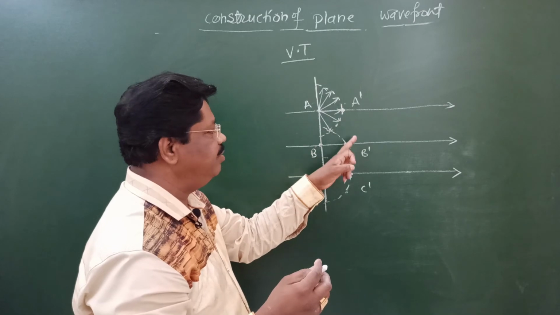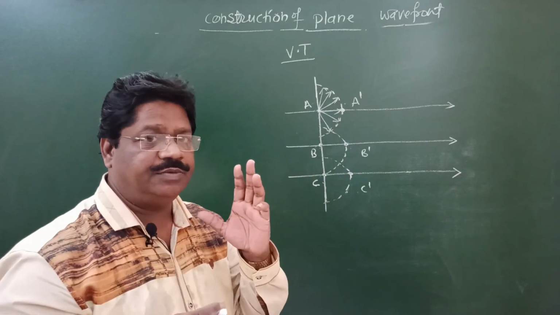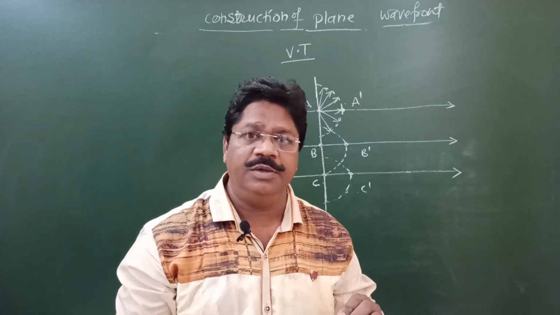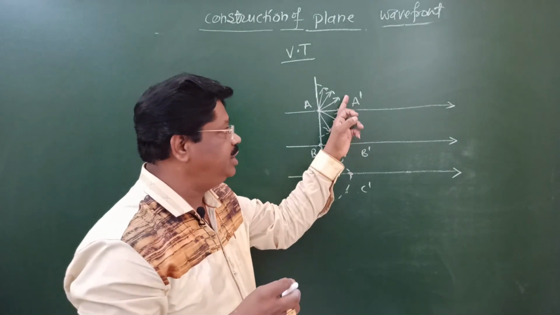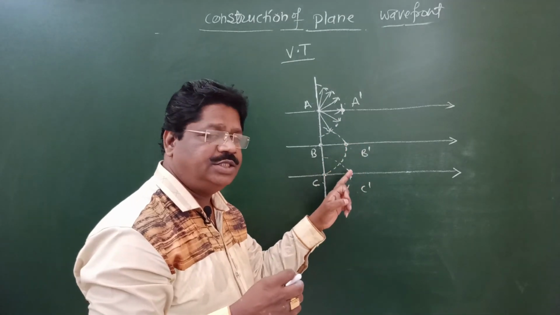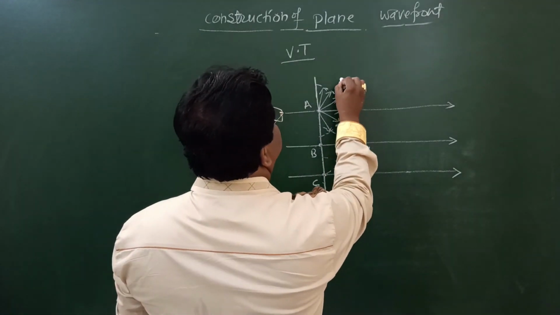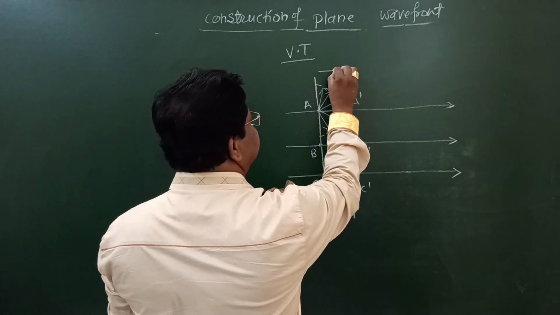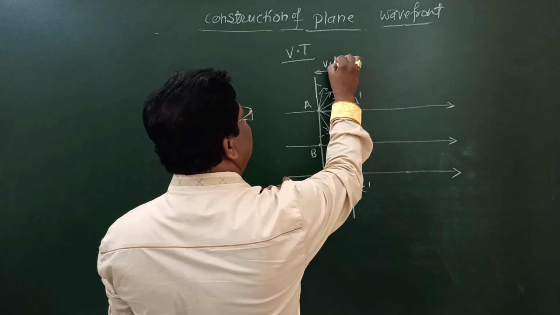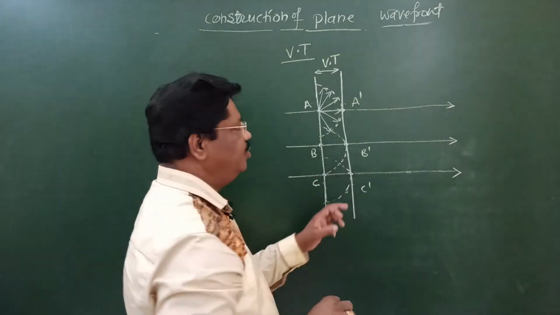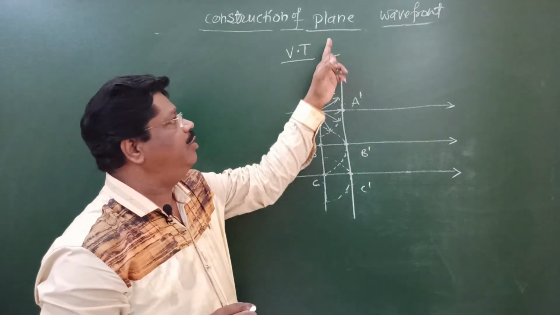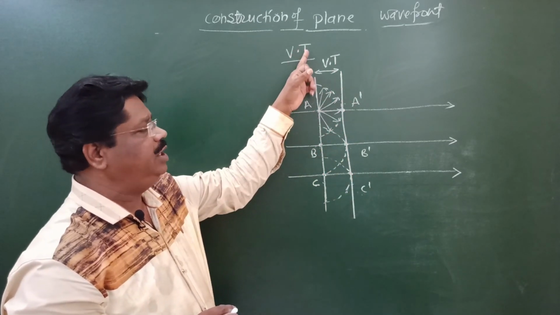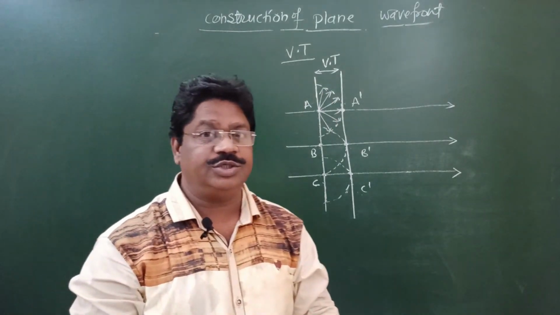That means A dash, B dash and C dash are the three points which are in the same phase, and therefore the envelope of these three points A dash, B dash and C dash forms the new wavefront. This distance will be v into t, and thus we get the new plane wavefront A dash, B dash, C dash after time t. This is the construction of the plane wavefront.